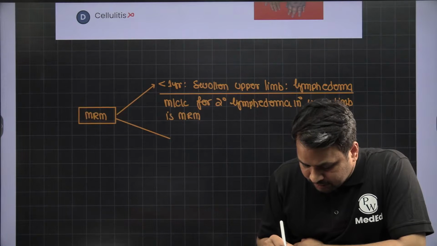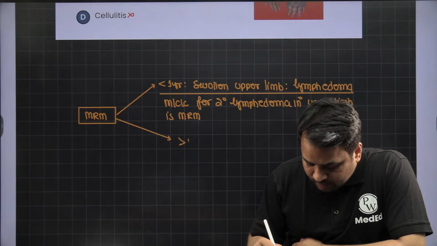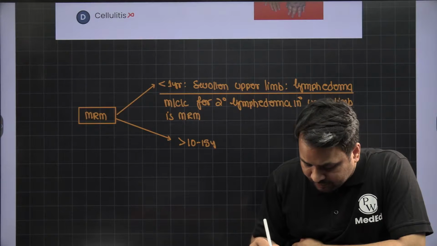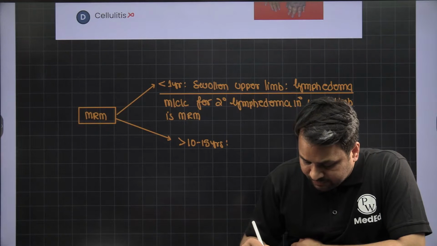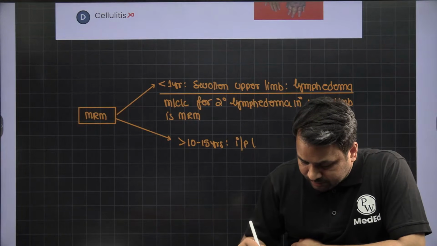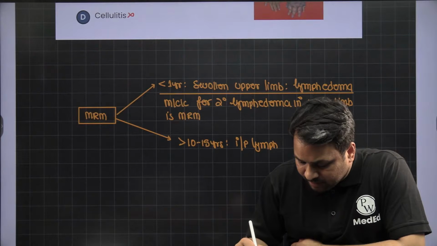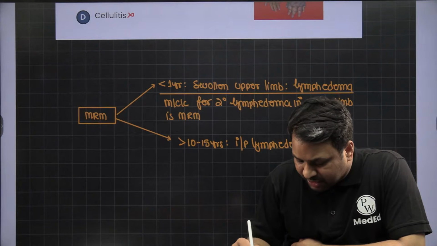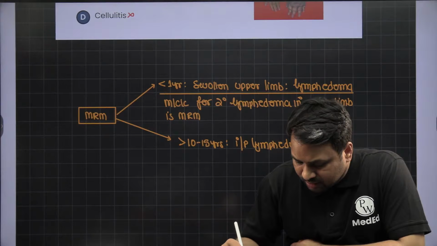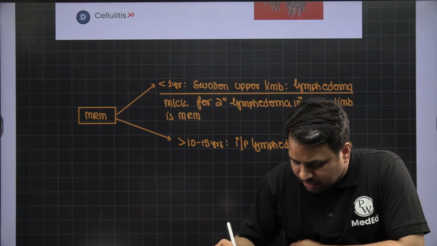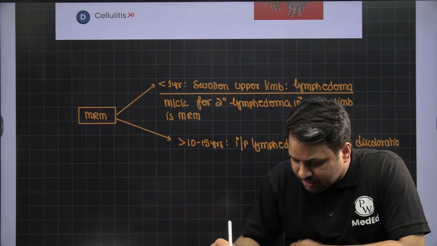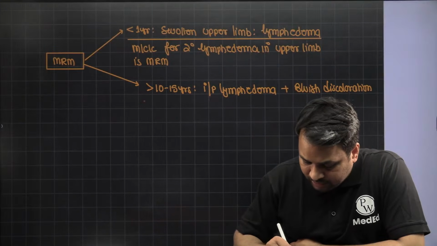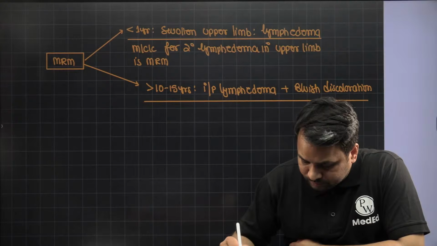On the other hand, after MRM, you wait 10 to 15 years. After 10 to 15 years, if there is same-sided, ipsilateral lymphedema with bluish discoloration of the skin, then the answer is going to be lymphangiosarcoma.